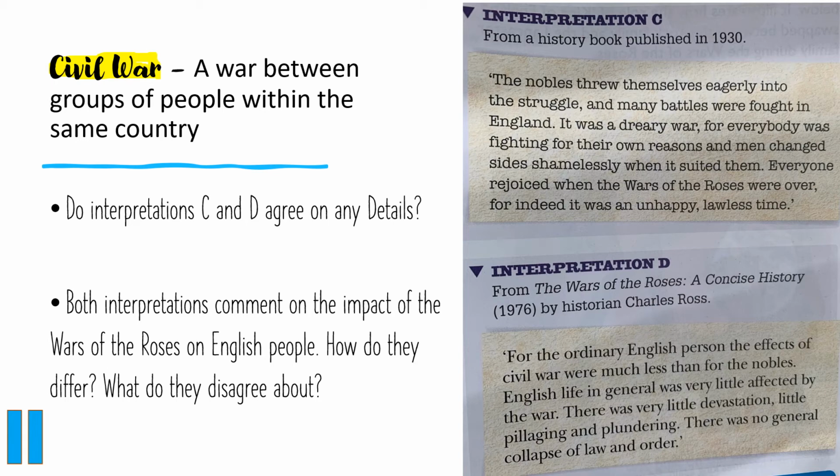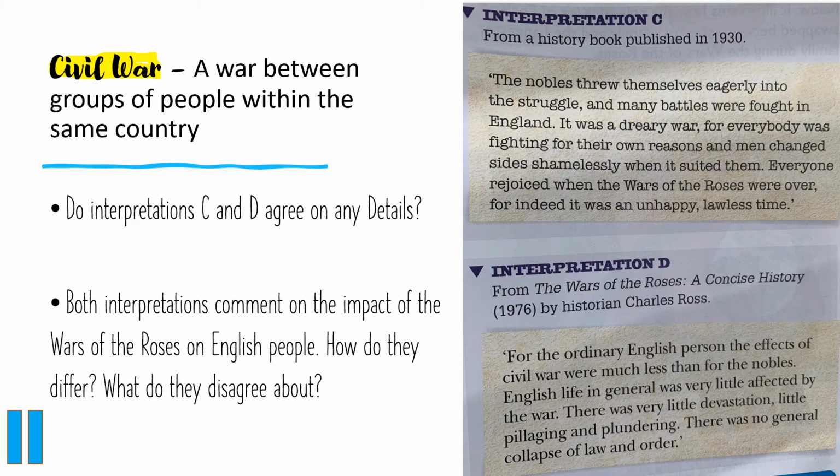And I found 2 interpretations that talk about what life was like during this period of civil war. So interpretation C says the nobles threw themselves eagerly into the struggle and many battles were fought in England. It was a dreary war for everybody was fighting for their own reasons and men changed sides shamelessly when it suited them. Everyone rejoiced when the Wars of the Roses were over, for indeed it was an unhappy, lawless time.